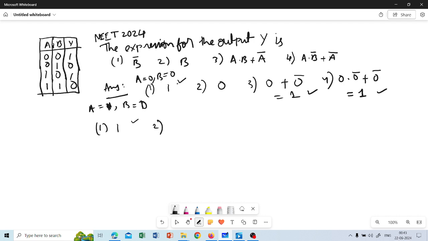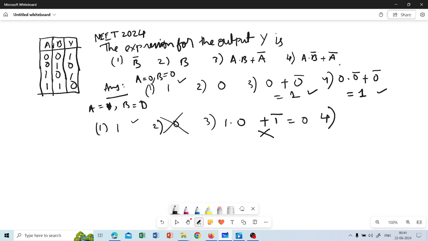So the second option is b bar, b. So b is nothing, 0. So this is gone. Second option you are not checking at all. You should not check. So remove this. So third option is a dot b, that is 1 dot 0 plus a bar, that is 1 bar. So this can be seen as 1 into 0 is 0 plus 0. 1 bar is 0, so 0. So this option is eliminated now.